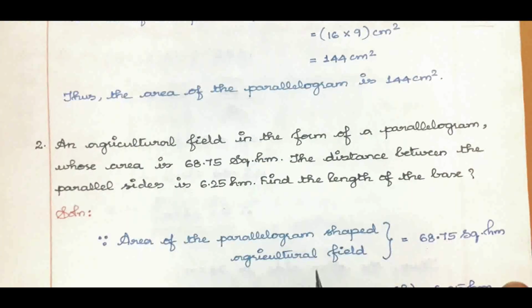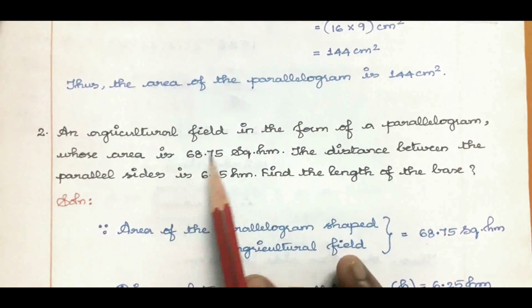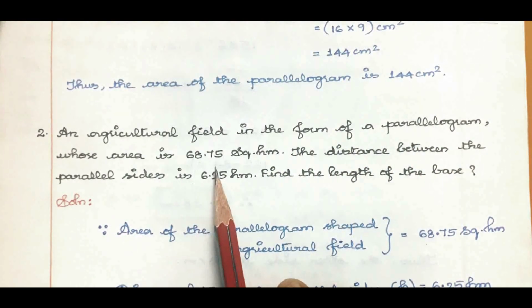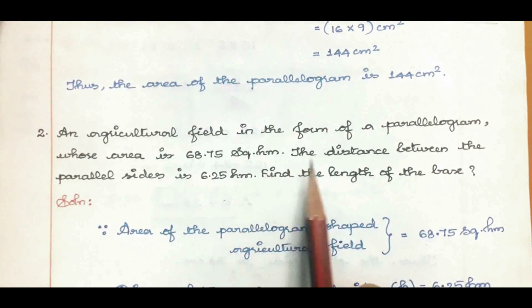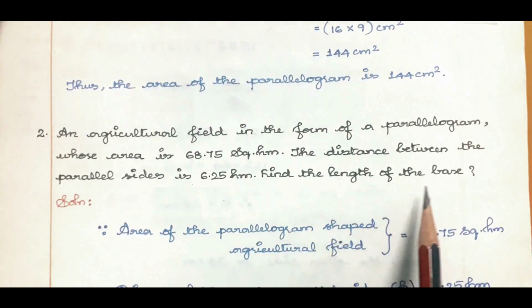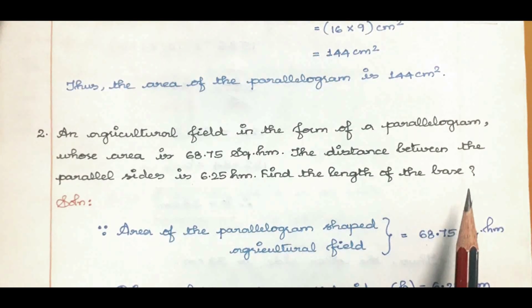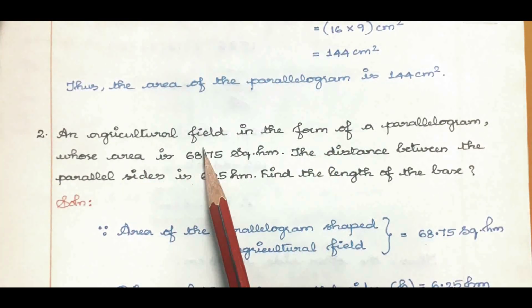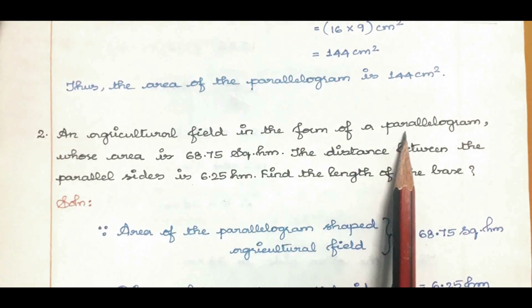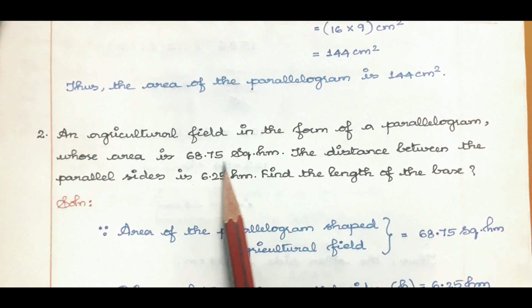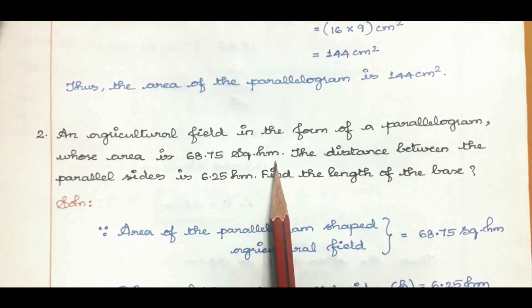Clear? We'll move on to the second problem. An agriculture field in the form of a parallelogram whose area is 68.75 square hectameter. The distance between the parallel sides is 6.25 hectameter. Find the length of the base. Clear? Let me explain. There is an agricultural field in the form of a parallelogram and its area is 68.75 square hectameter.